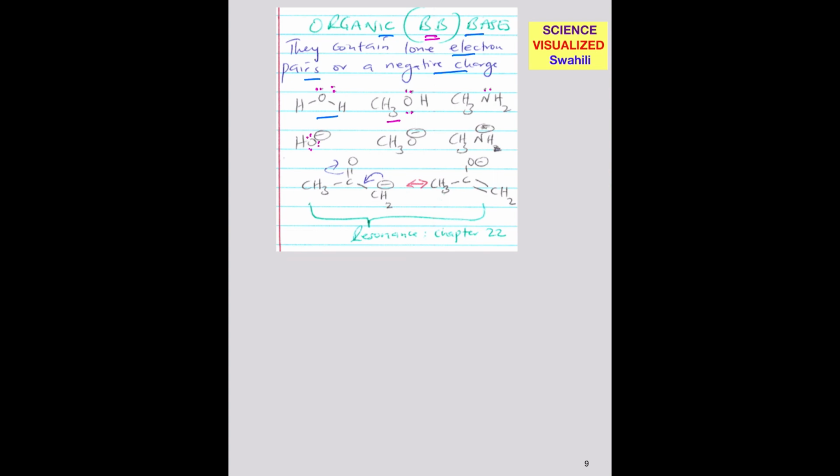Hydroxide ion has 3 electron pairs, and that's why you end up with a minus charge. Alkoxide ion, similar to hydroxide, you have 6 electrons. You have a minus charge on the oxygen. Amide, with a minus here, you have a negative charge on the nitrogen.